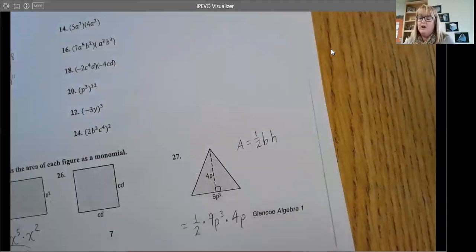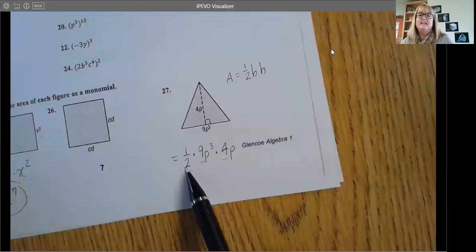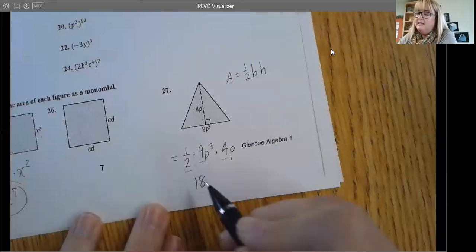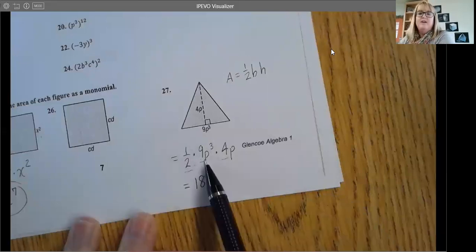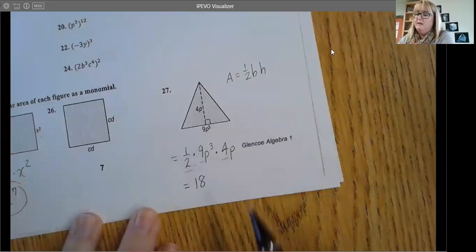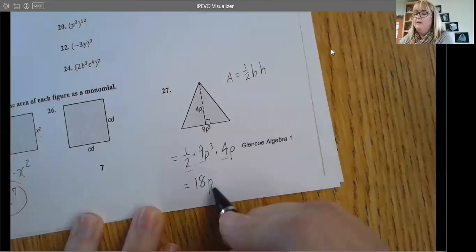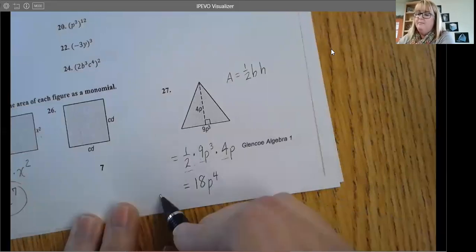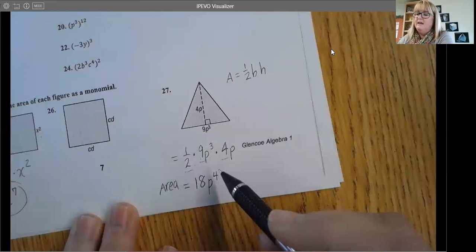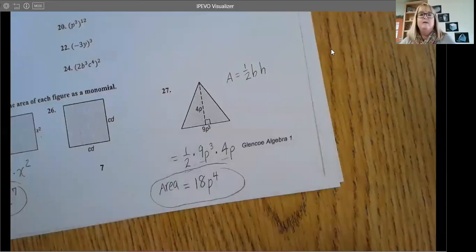So I am looking at constants. My constants are 1/2 times 9 times 4. Well, 9 times 4 is 36. Half of 36 is 18. So my constant is going to be 18. P to the third times P would be P to the fourth. So the area is 18 P to the fourth.